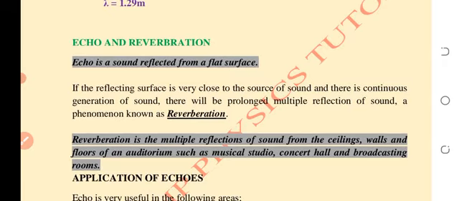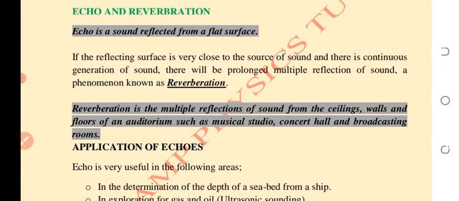We quickly, briefly look at echo. As we all know, echo is a sound reflected from a flat surface. Remember, a sound wave is a longitudinal wave, so it can experience almost all the properties of waves except polarization, which is a property of transverse waves. So echo is a reflection of sound from a surface. When sound experiences reflection, that is when we call it echo.